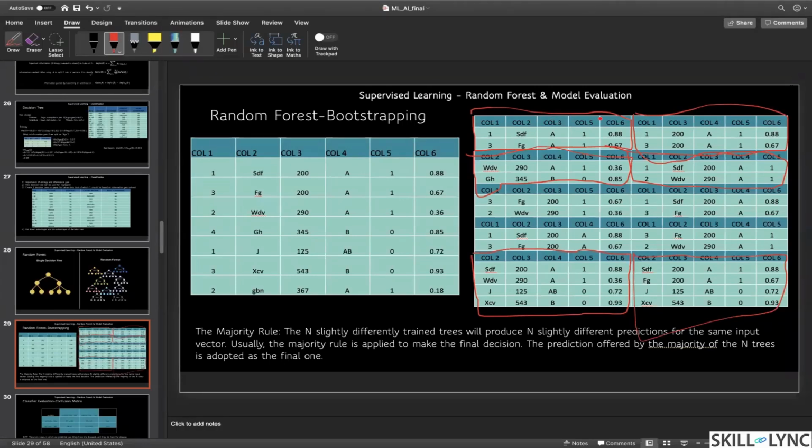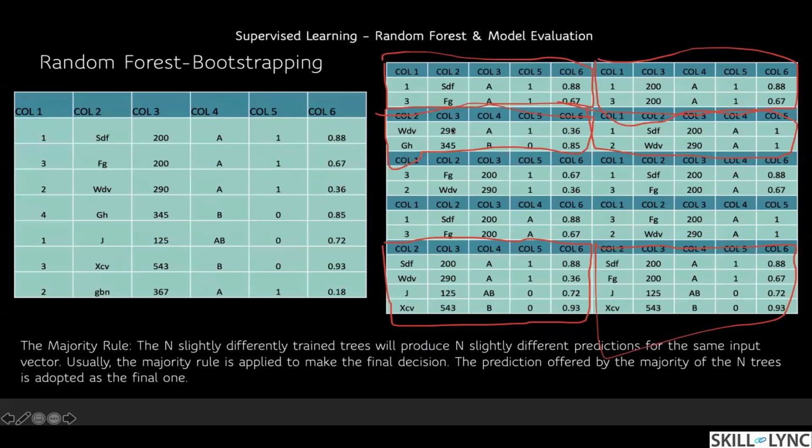Now using this data set, we will try to predict the output. Similarly, with this data set, I'll try to predict the output. So these are all random samples which I'm taking out from the main data set. Similarly, in the 9th data set, I'm taking more samples. And the one important thing which you should understand here is bootstrapping.